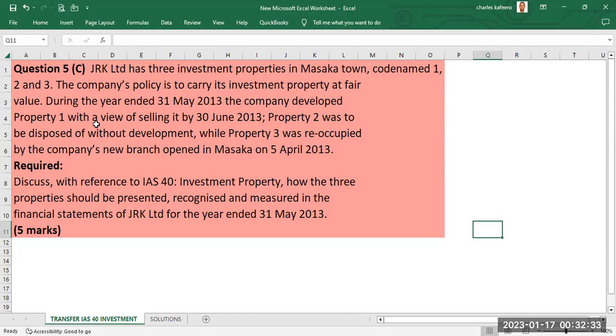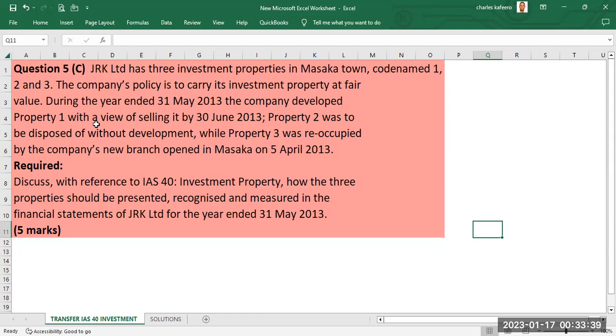And what we said about these transfers is that whenever we have a transfer from investment property to IAS 2, we look at the purpose of the asset. Now this asset is going to be sold in the normal course of business. How do we tell that they are going to be selling this asset? Because they have told us that the company is developing these assets with the view of selling them. What this means is that if you had a building and you want to sell it, you have to renovate that asset to make sure that at least it can fetch something from the market.